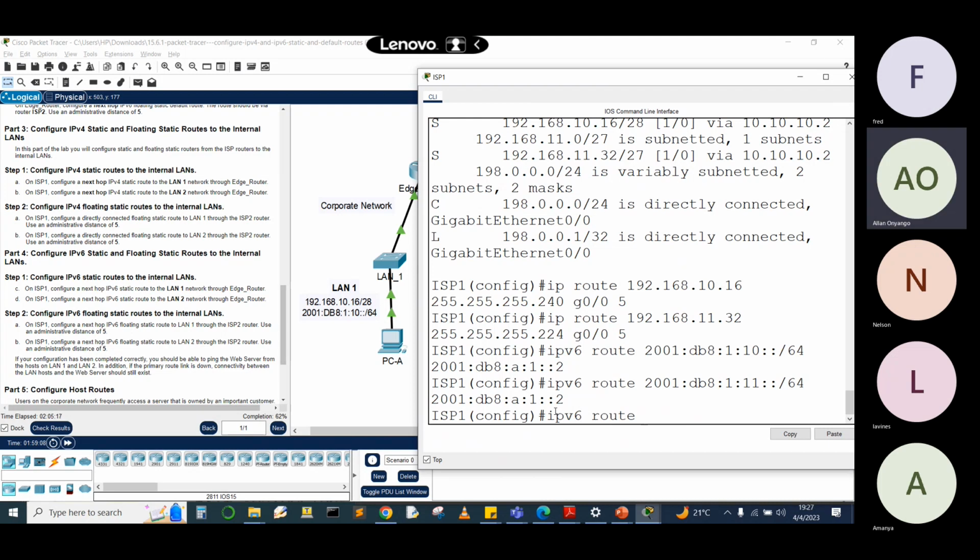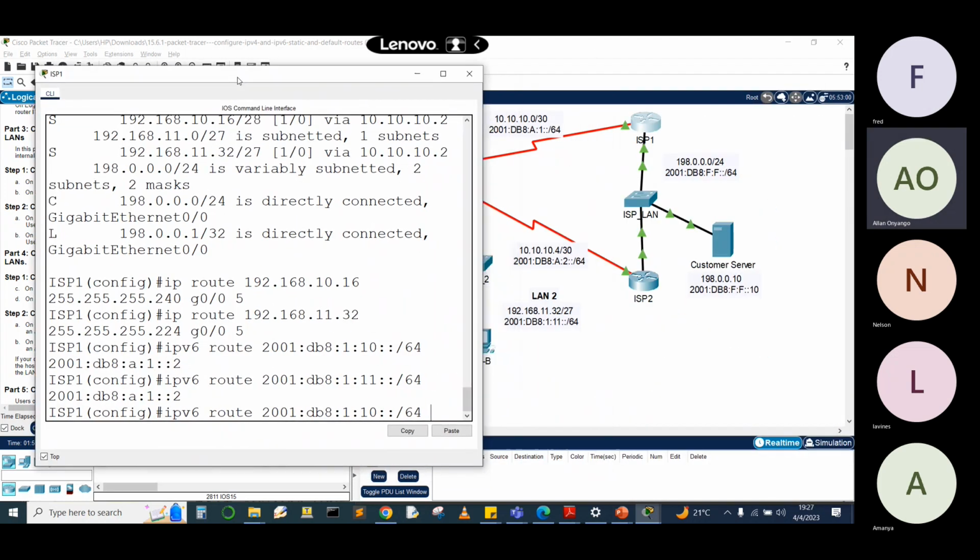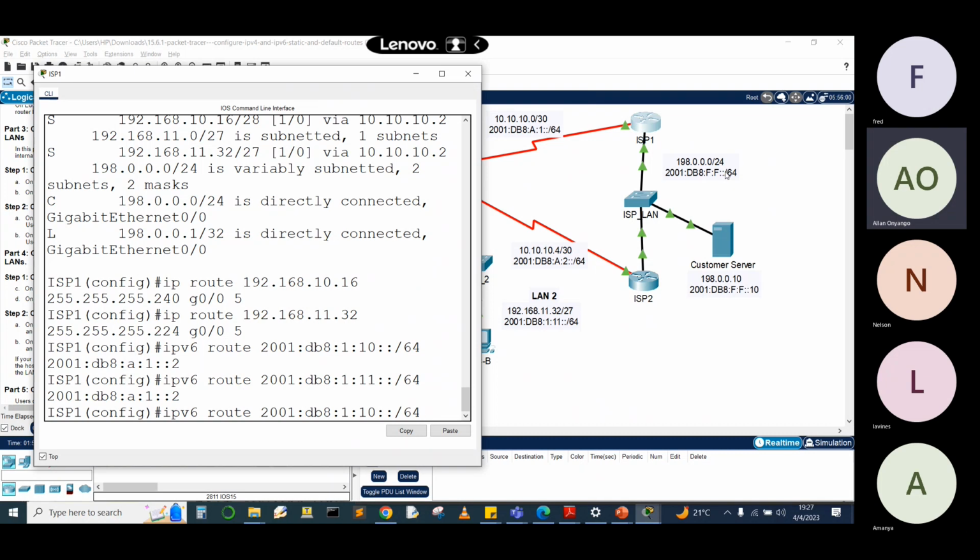The network of LAN 1 is 2001:DB8:1:10::/64. Please, the network address must not have a number between the double colon and /64 because that's the network address. Then you need to put the next hop, which we have already known here. It's right here. We just put a 2 after the double colon.